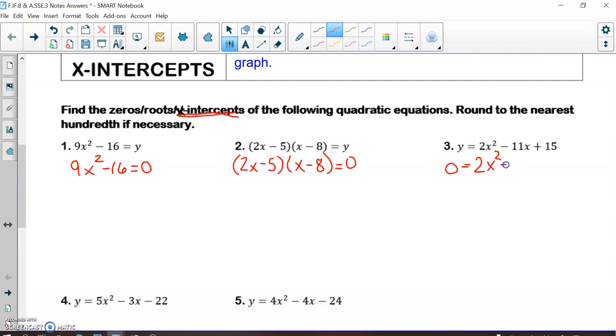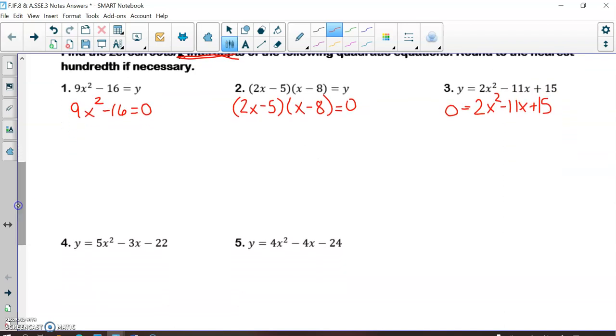Now we are going to review each of the methods that we learned in the last unit. So square roots, factoring, quadratic formula, and completing the square. We are going to review all of those.